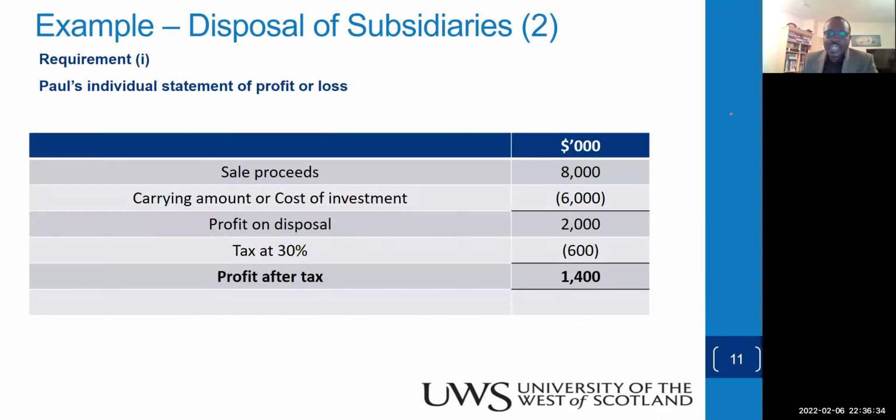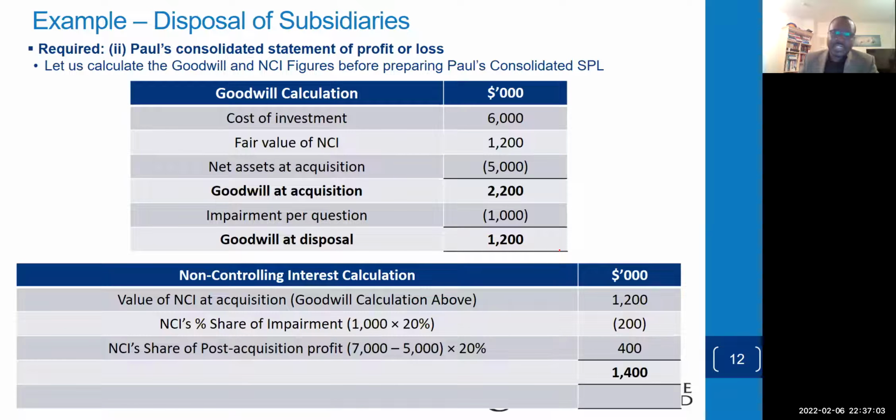Like I said, the sales proceeds was 8 million. Carrying amount, the cost of investment, 6. And then we get profit on disposal of 2. Apply the 30% on this figure, and you get 600. We need this figure even in the group accounts. So the profit after tax for the individual accounts of the parent is 1,400.